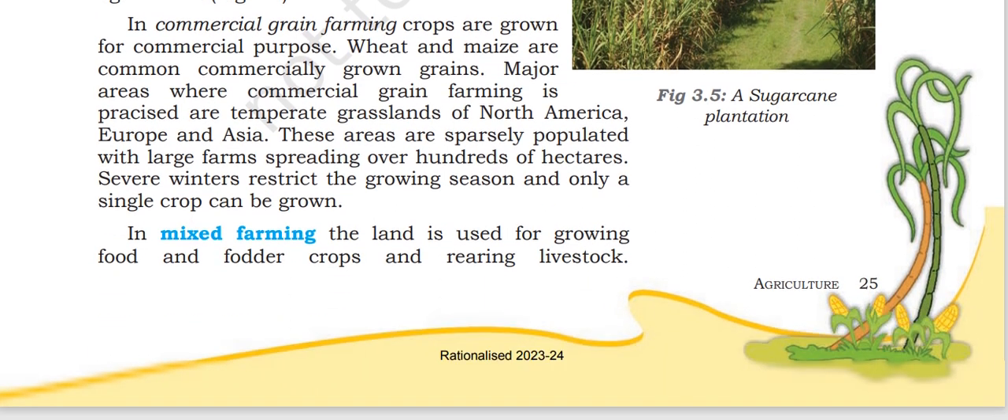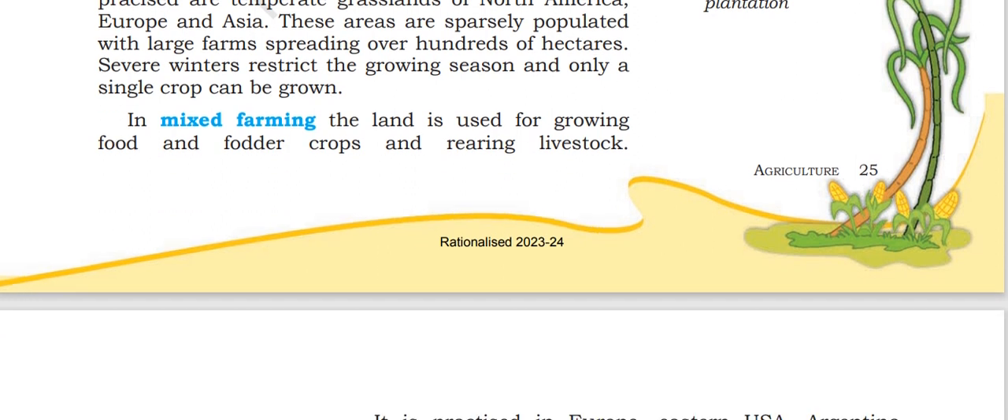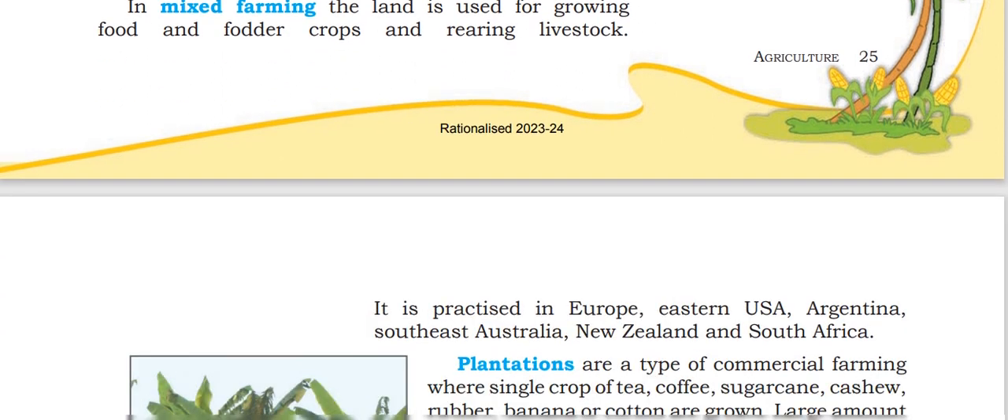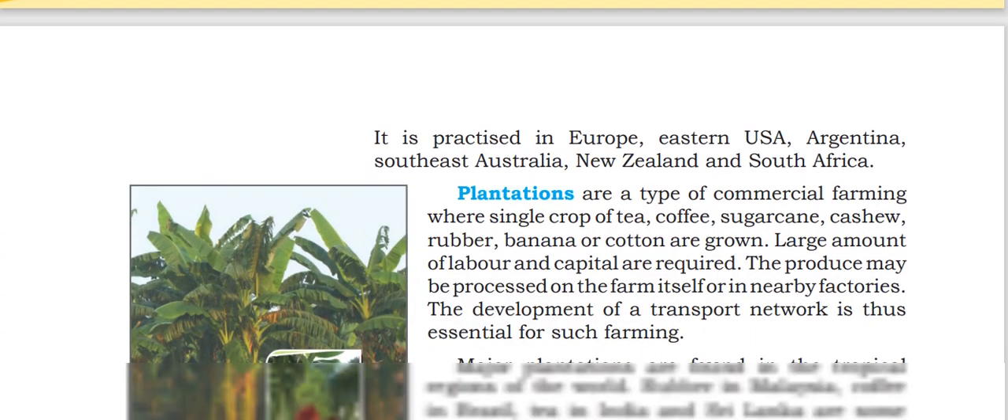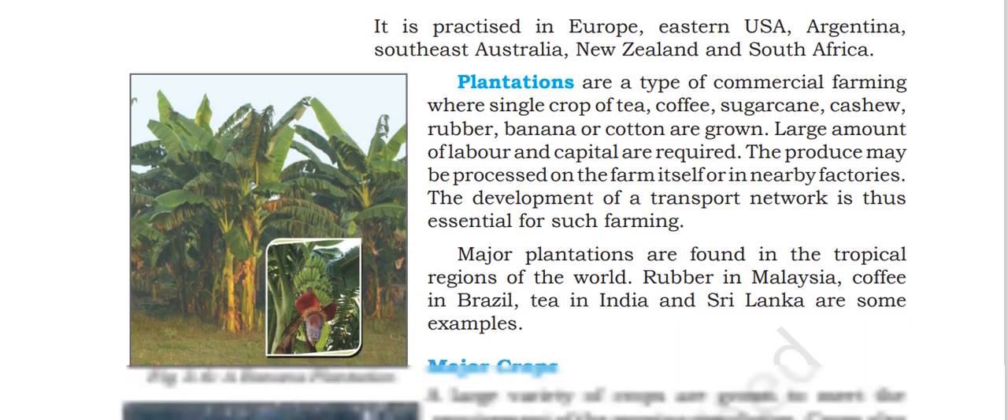In mixed farming, the land is used for growing food and fodder crops and rearing livestock. It is practiced in Europe, Eastern USA, Argentina, Southeast Australia, New Zealand and South Africa.